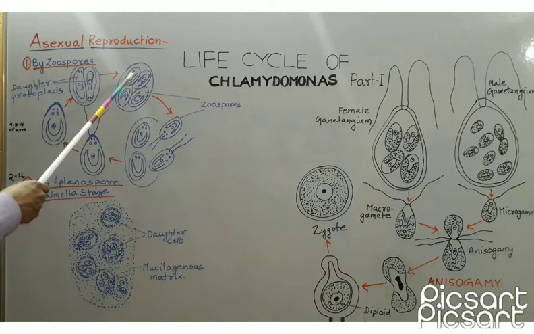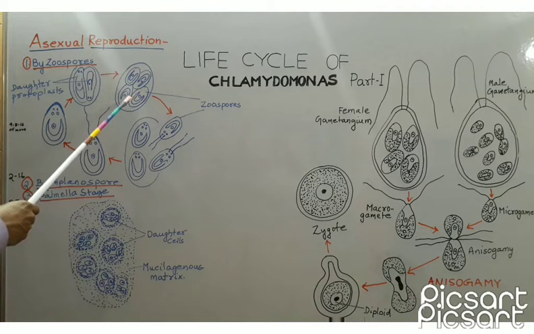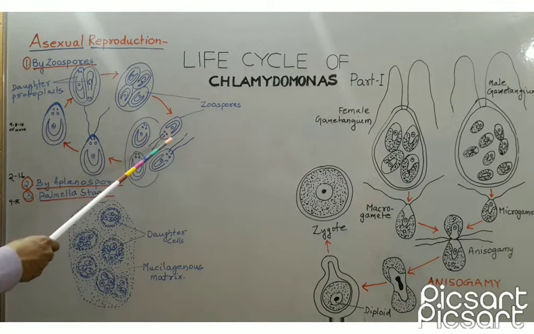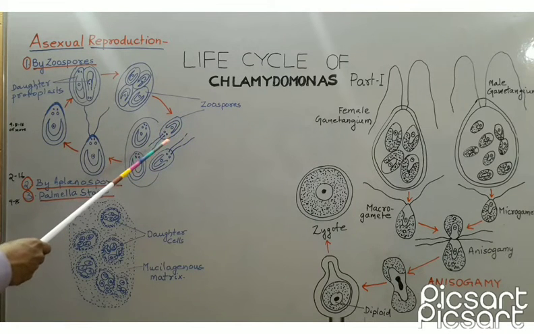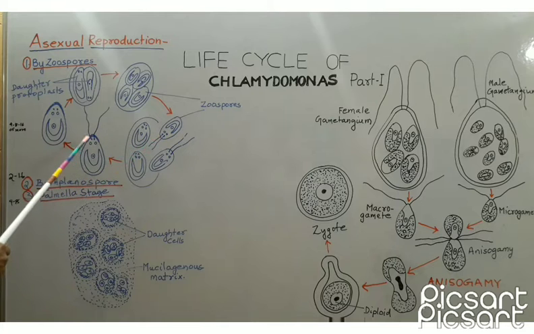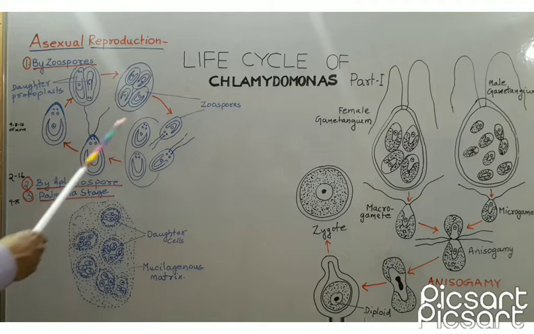These uninucleate daughter protoplasts develop a wall around them. They also develop flagella and a contractile vacuole. So these uninucleate daughter protoplasts become motile. These daughter protoplasts are known as zoospores. Zoospores are similar in shape and structure to the parent Chlamydomonas. The difference is that zoospores are small as compared to the parent Chlamydomonas.